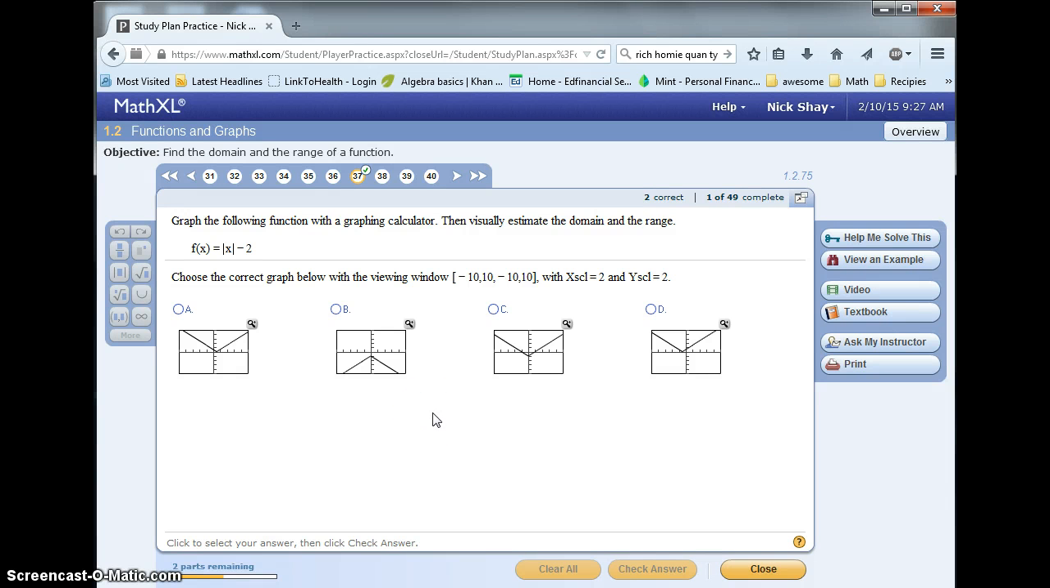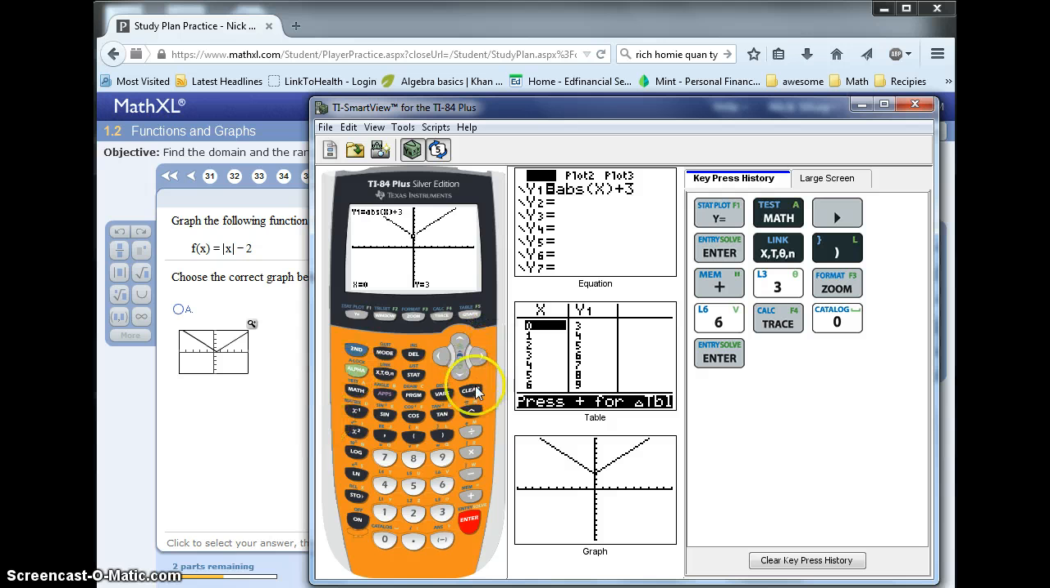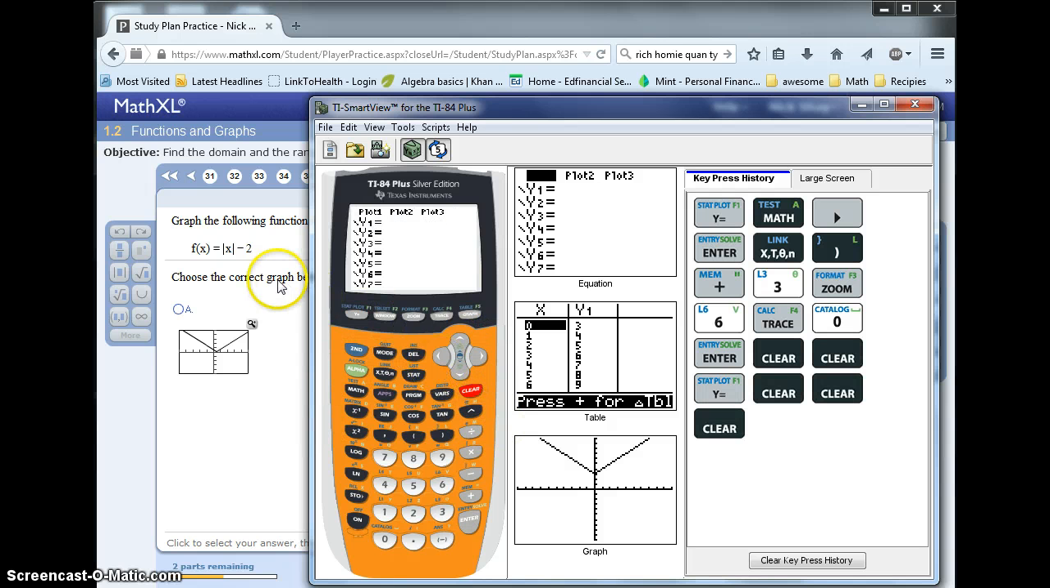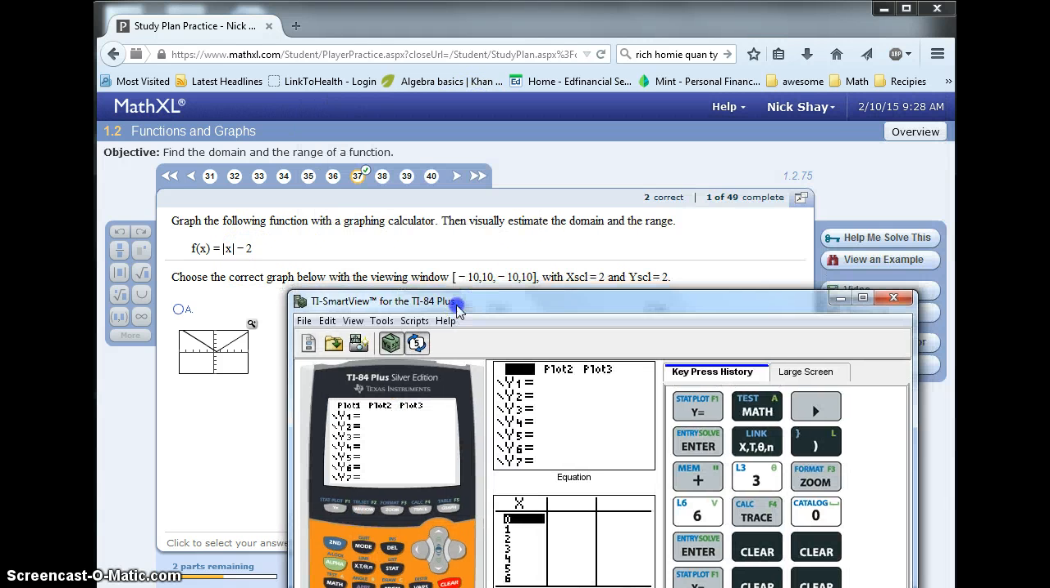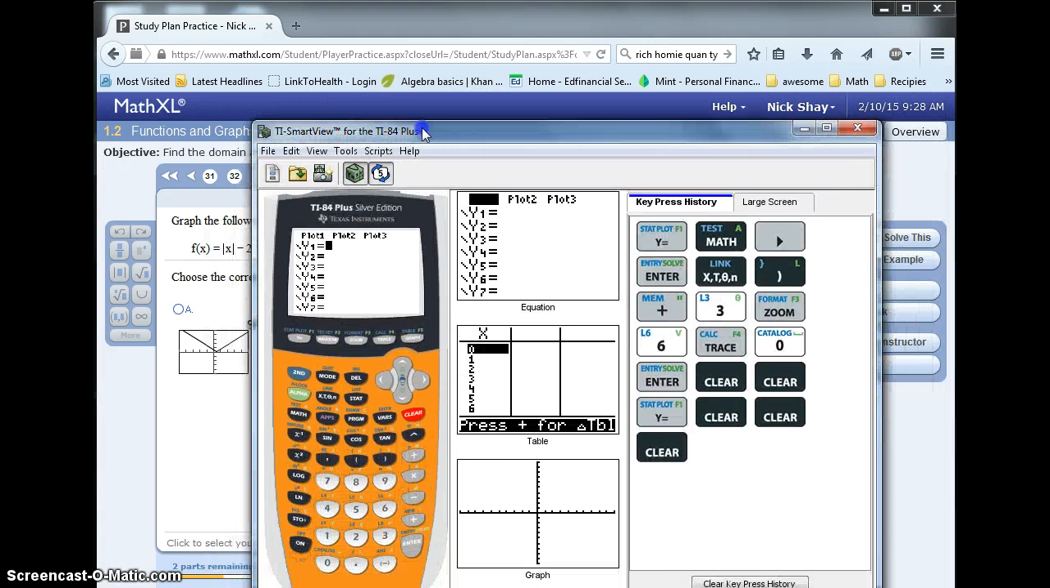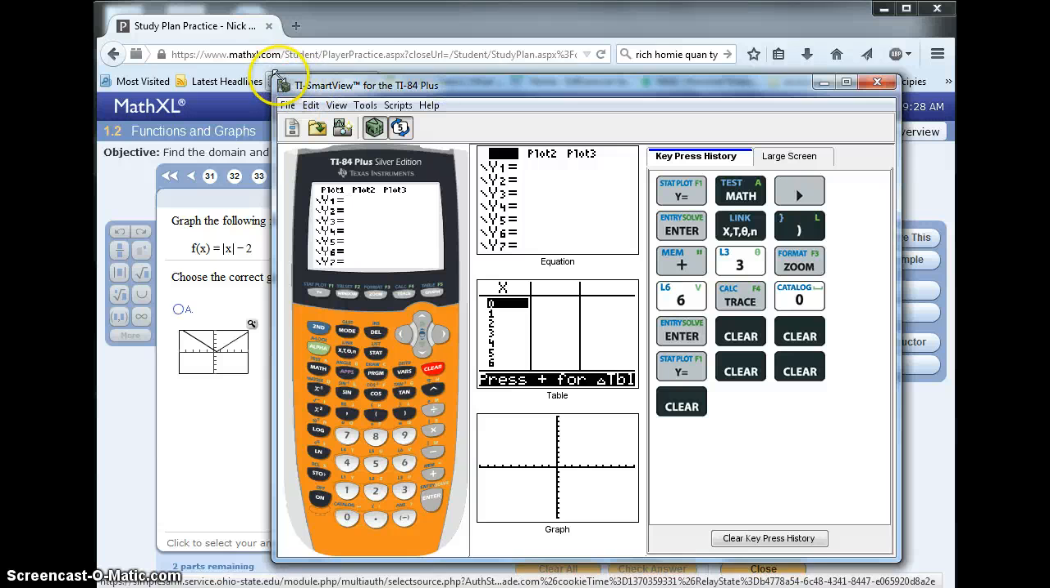Hey folks, this is one of the more missed problems in the midterm, so I'm going to go ahead and cover that. What you want to do is go to our y equals, clear out whatever's in there, and start. It says graph the function with the graphing calculator and then visually estimate the domain and range.